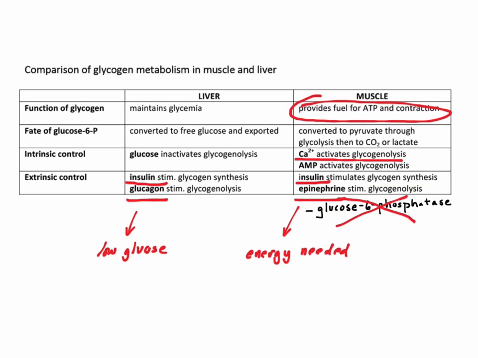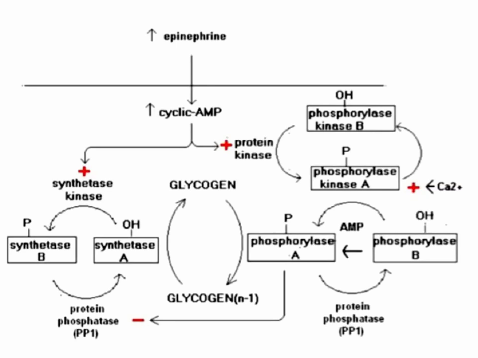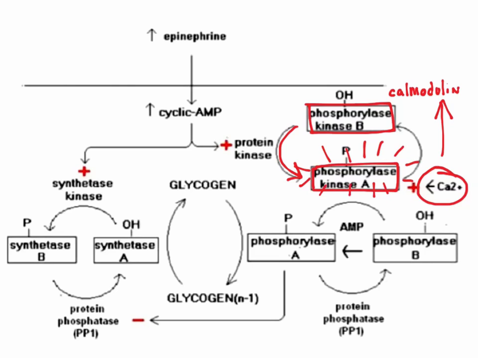There are some additional intrinsic regulators of glycogen metabolism in muscle. Calcium activates glycogen phosphorylase kinase. One of the subunits of this enzyme is calmodulin. Calmodulin is a calcium binding protein. Calcium is released during muscle contraction, and it binds to calmodulin and activates glycogen phosphorylase kinase. And this stimulates the activation of glycogen phosphorylase and glycogen breakdown, which supplies glucose for ATP production in the muscle tissue.